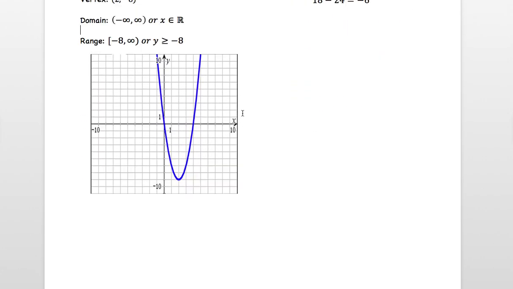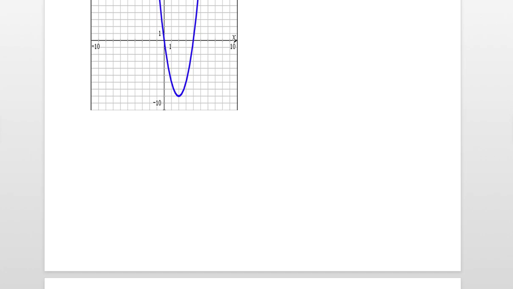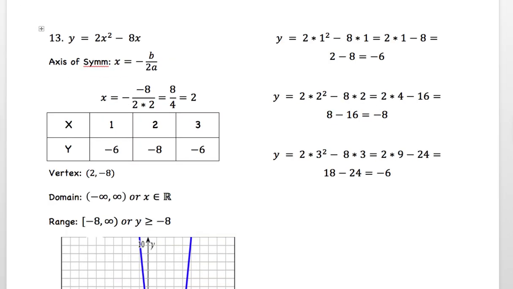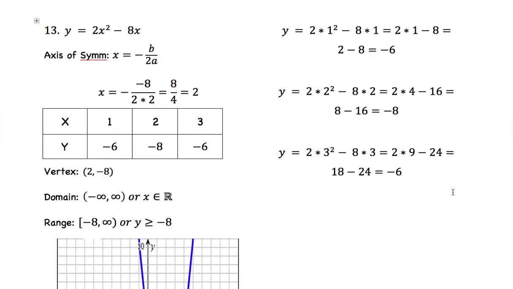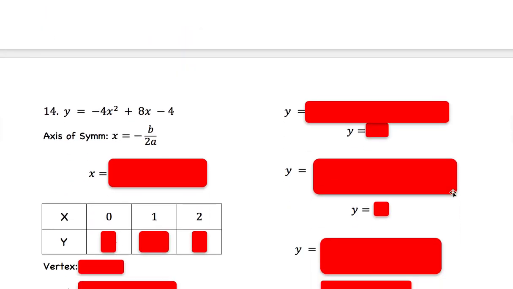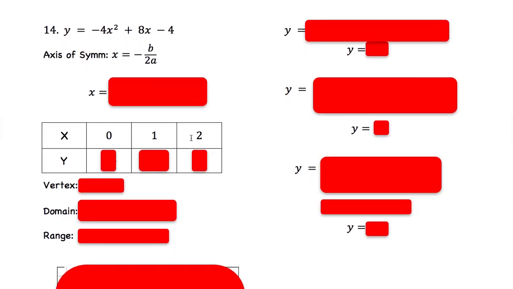We've done everything here. Let's go ahead and expand this out again. There we go. All right, number 14. Same type of situation, just a different formula. Again, we need to find the axis of symmetry. We need to plot our points. We need to find the vertex, the domain, and range, and we need to be able to graph our equation.